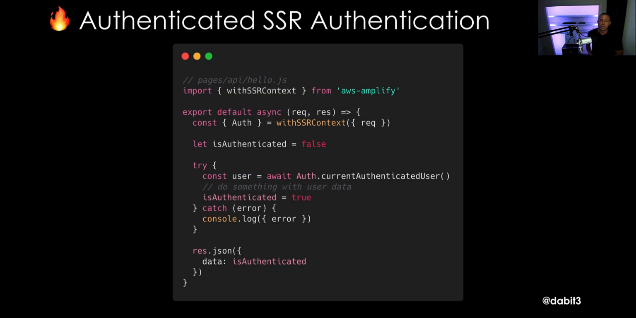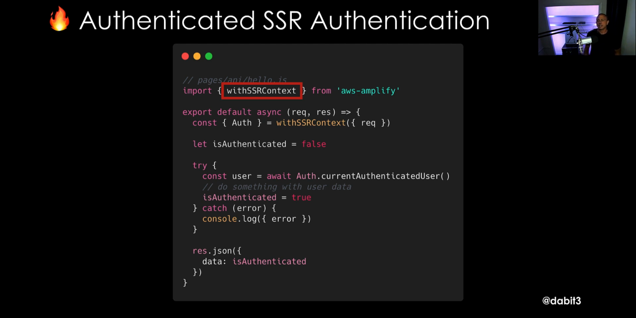So how would that look in an actual app? Now let's look at something like SSR authentication, using the new withSSRContext. Now this is an API route. So in an example like this, you might consider why you might even need something like this, and we'll talk about that in just a moment.